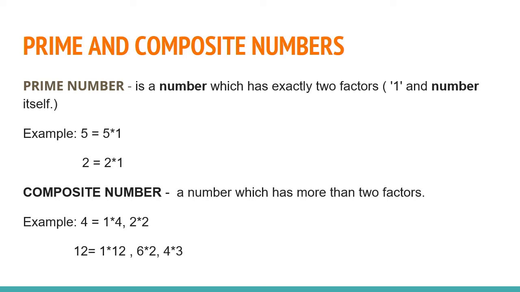Next is 12, which is also a composite number and it has more than 2 factors. Meron tayong 1 times 12 is equal to 12, 6 times 2 is equal to 12, 4 times 3 is equal to 12. Yung tawag doon sa dalawang numbers na pinagmumultiply ay tinatawag nating factors. Okay? Malinaw po ba ang lesson na ito? Ngayon ay next example na tayo.